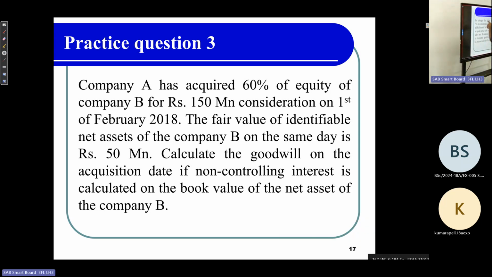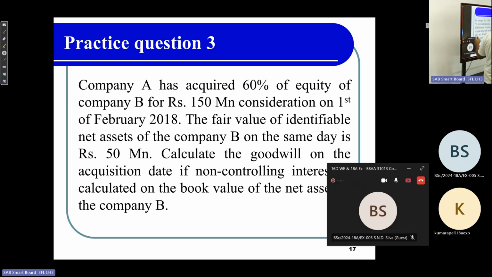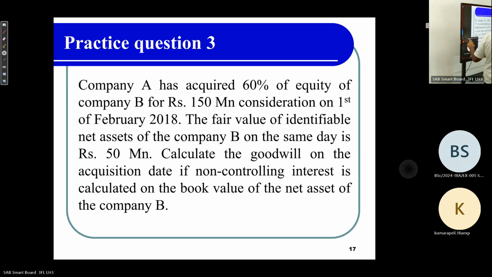Company A has acquired 60% of equity of company B for 150 million on the first of February 2018. Fair value of the identifiable net assets is 50 million. Calculate the goodwill on the acquisition date. Non-controlling interest, calculate the book value of the net assets of company B. Right?